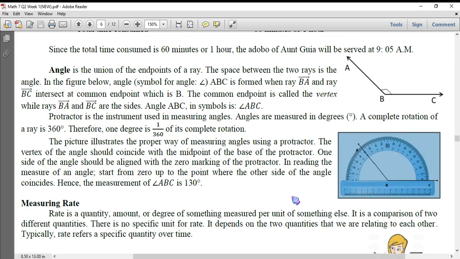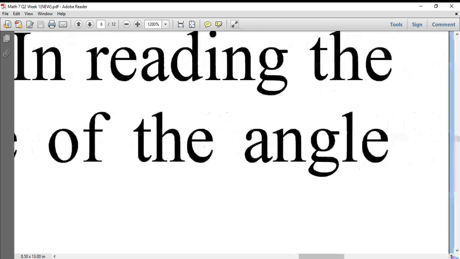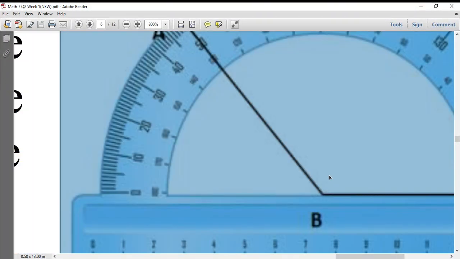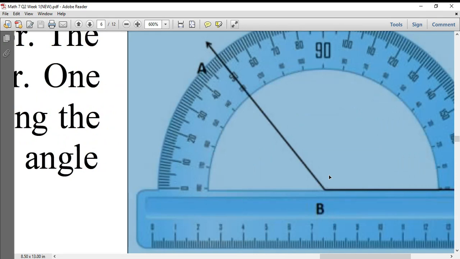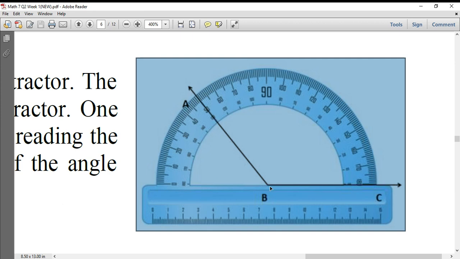Okay, so balikan natin to. Paano nga natin babasahin ang angle? Okay? So, paano natin binabasa ang angle? O, paano natin sinusukat yung angle? So, kailangan yung point o yung vertex should be aligned with the center of your protractor. Okay? So, andito yung center ng protractor. So, dapat andun yung vertex. Tsaka yung one side niya dapat naka-align.